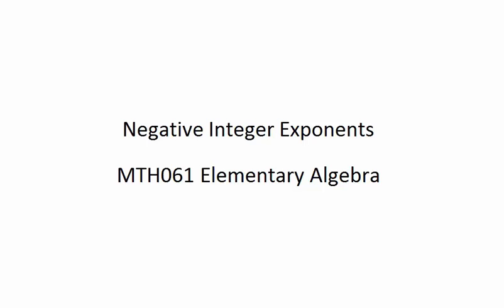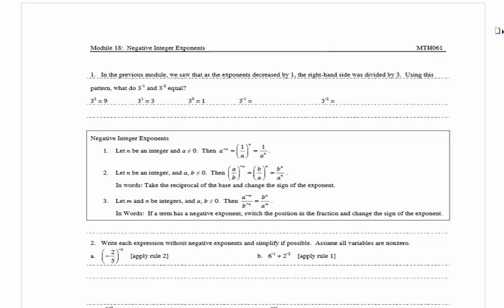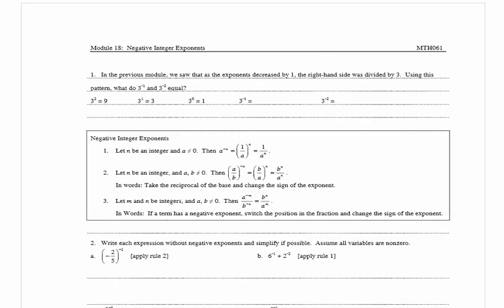In this video, we're going to be looking at negative integer exponents. In 1, it says, in the previous module, we saw as the exponents decreased by 1, the right-hand side was divided by 3. Using this pattern, what do 3 to the negative 1 and 3 to the negative 2 equal? So we have the pattern of 3 squared is equal to 9, 3 to the first power is equal to 3, 3 to the 0 is equal to 1.